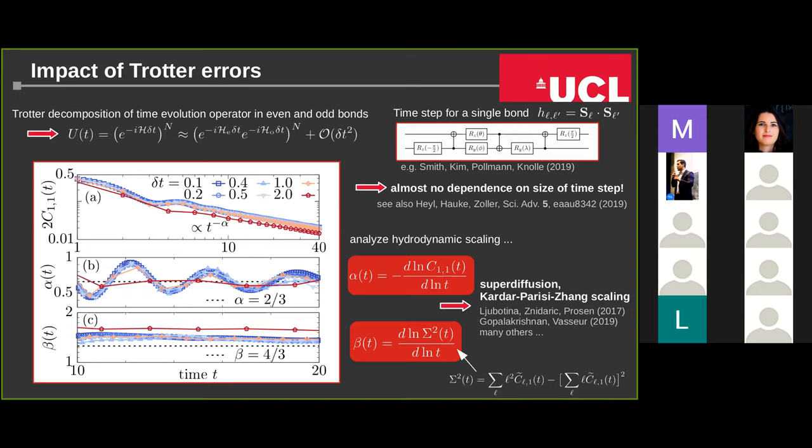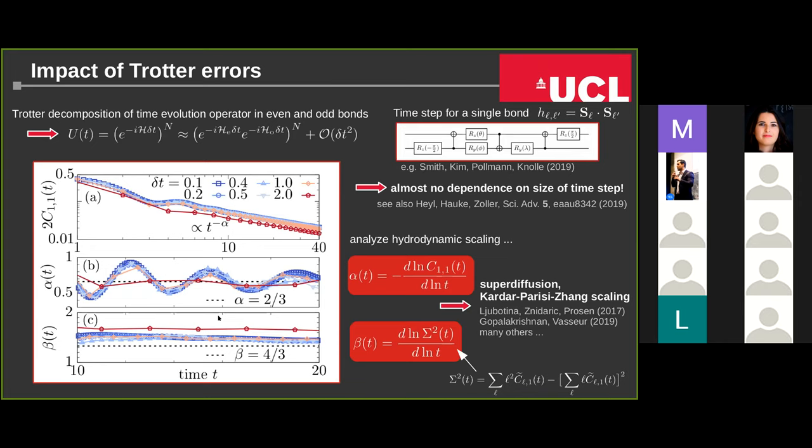Sorry. So what I wanted to say here is that even for this very large time step, delta t equals 2, where you see some deviations in the decay, even there, when you calculate the slope, you see that these oscillations are washed out, but you still get this exponent 2/3. This is also kind of surprising to me, because this exponent 2/3 is really a consequence of the integrability of the model, but even for this large time step in the Trotter decomposition, it seems that it's really stable. So this is kind of surprising to me.